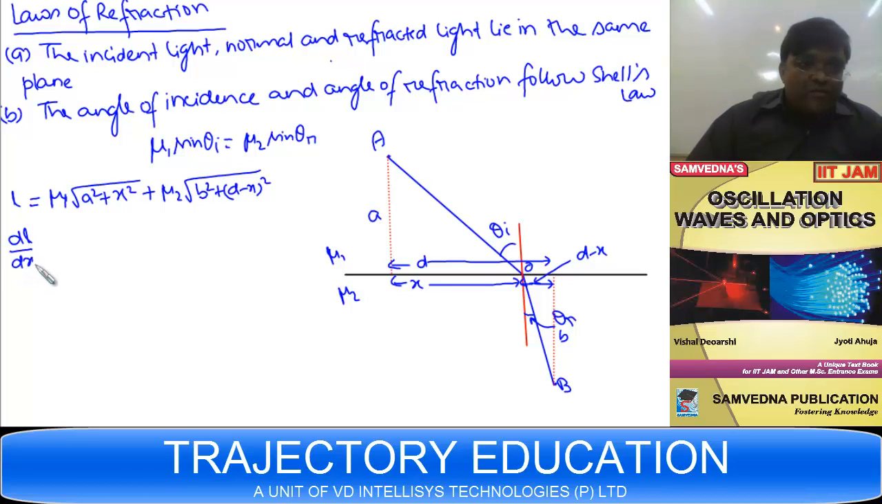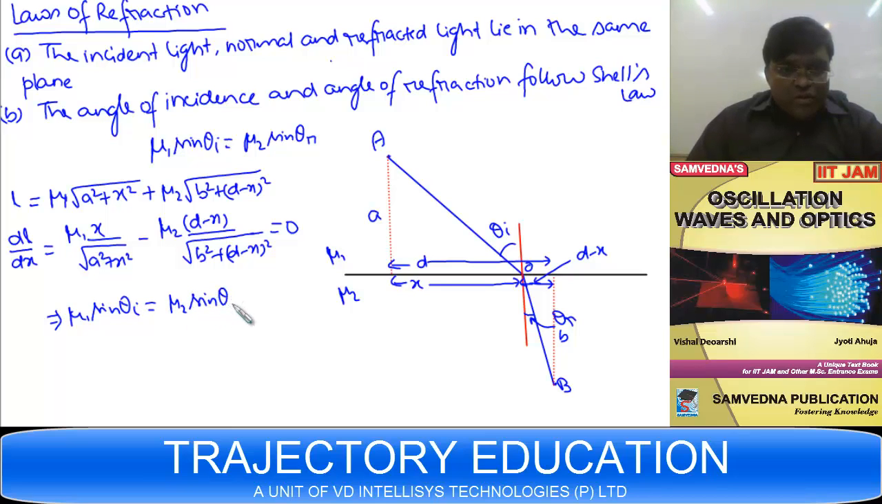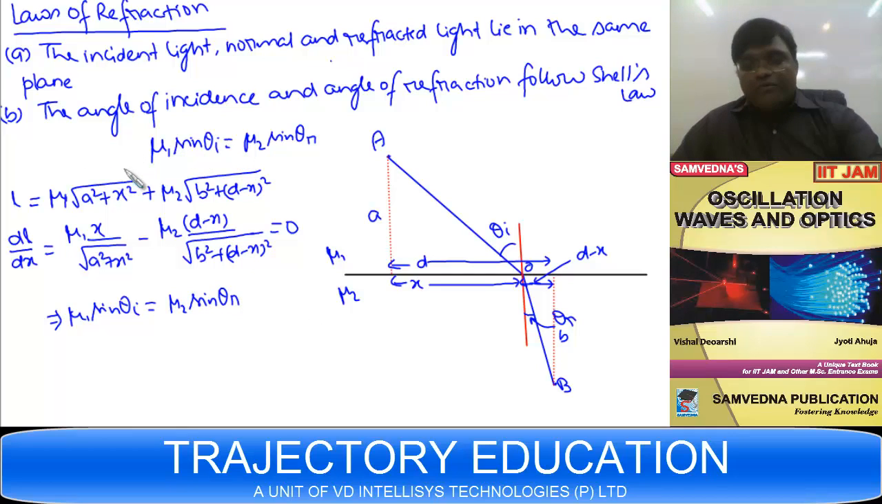So x will be such that the length is minimum as per Fermat's principle, so dl by dx is 0. dl by dx is mu1 into x upon square root of a square plus x square, minus mu2 into (d minus x) upon square root of b square plus (d minus x) square, so that's equal to 0. So it is mu1 sin theta i equals mu2 sin theta r.